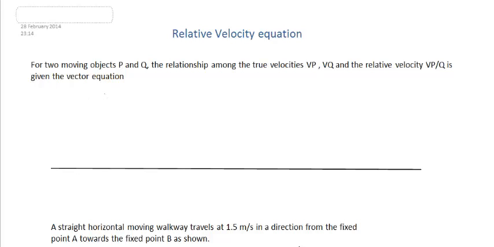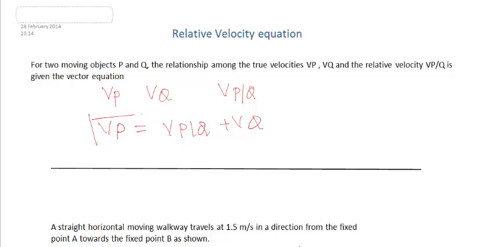Consider the velocity of the moving object P is Vp, and the velocity of the moving object Q is Vq, and Vp given Q is the velocity of P with Q as the observer, right? So now the velocity of P can be expressed as the velocity of P given Q plus the velocity of Q. So this is the equation we are going to use to solve some problems. Okay, so the velocity of P is the velocity of P with respect to Q plus the velocity of Q.